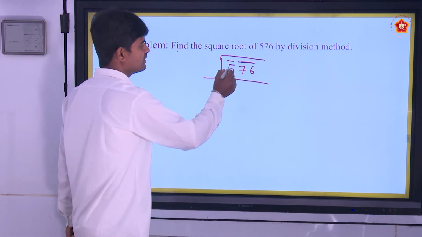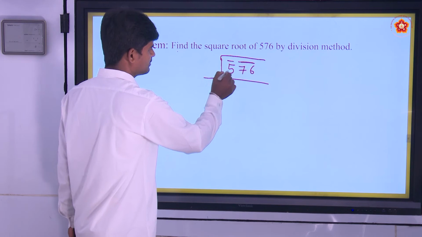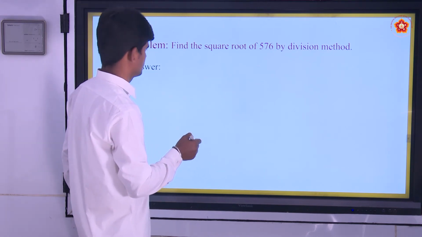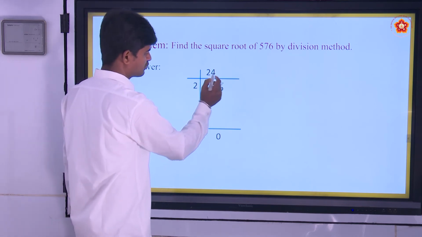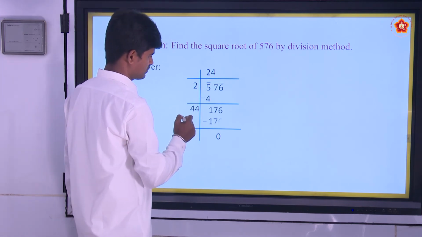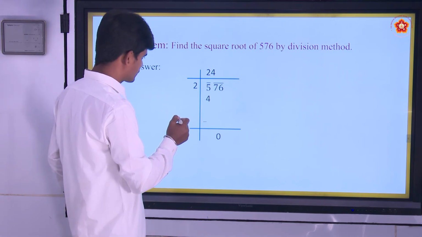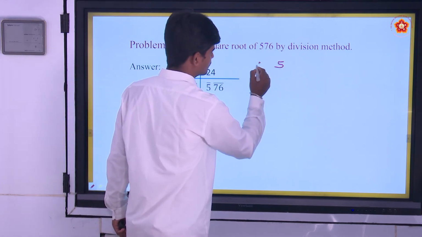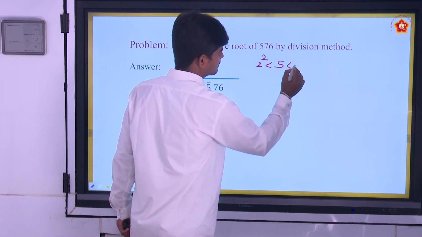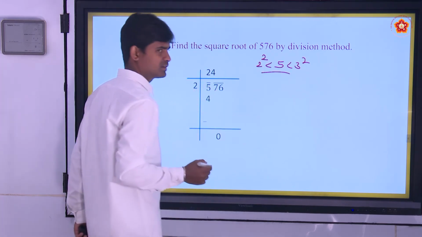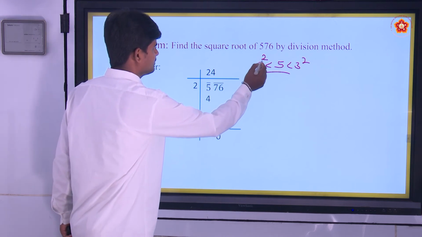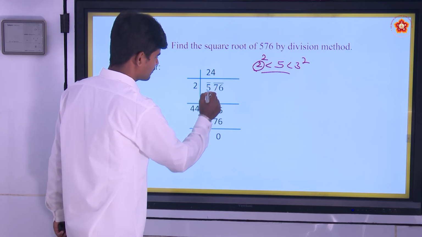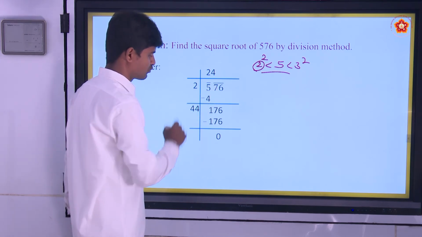Next, second step. You have to find the largest number whose square is less than or equal to 5. 2 squared is 4. 5 lies between 2 squared and 3 squared, so we take 2 as the divisor. 2 times 2 is 4. 5 minus 4 is 1.